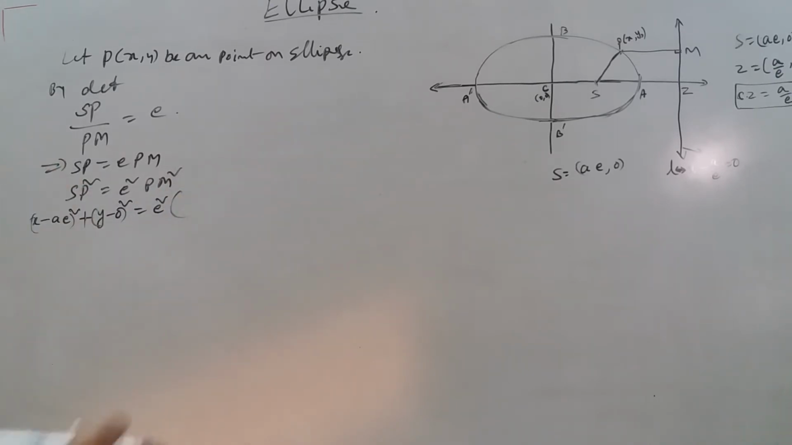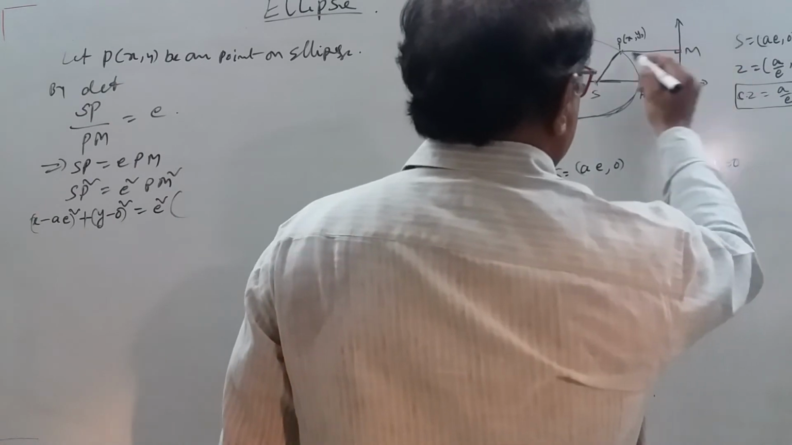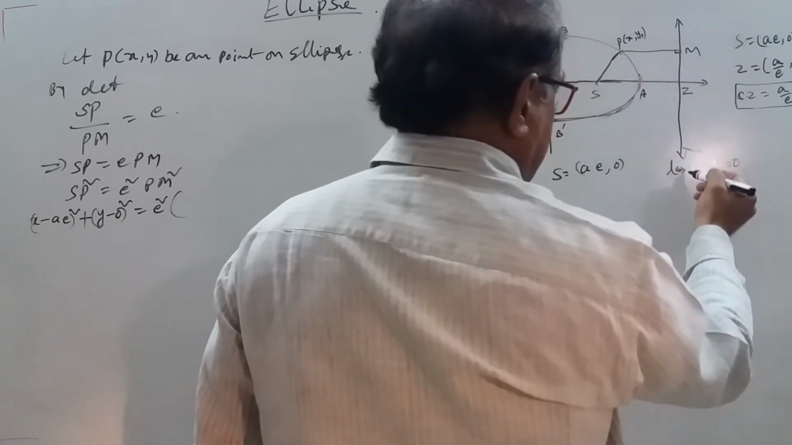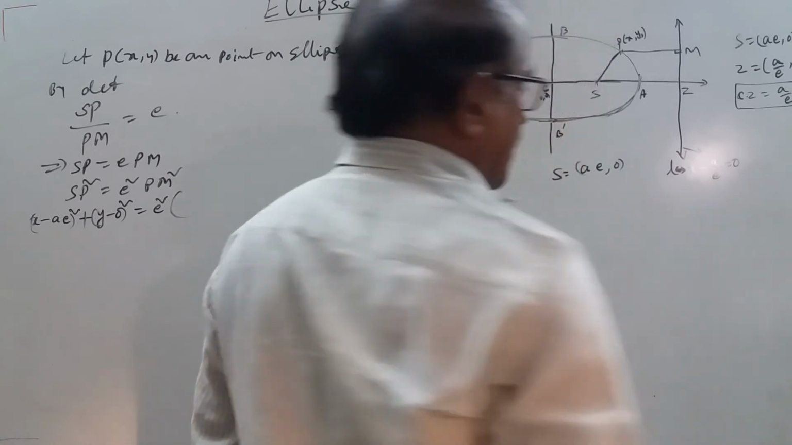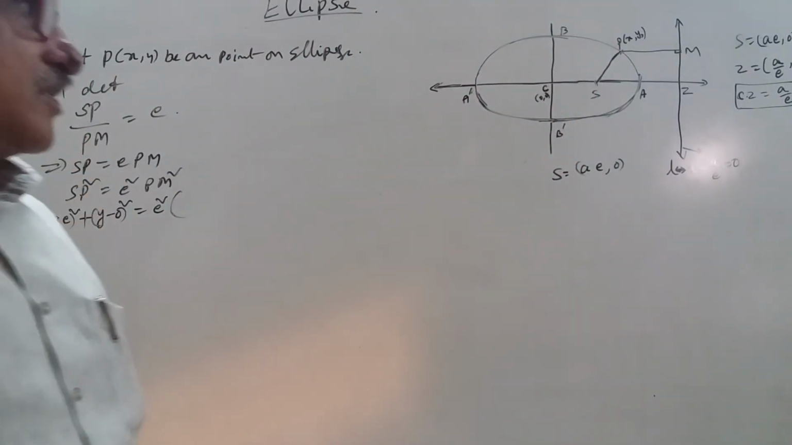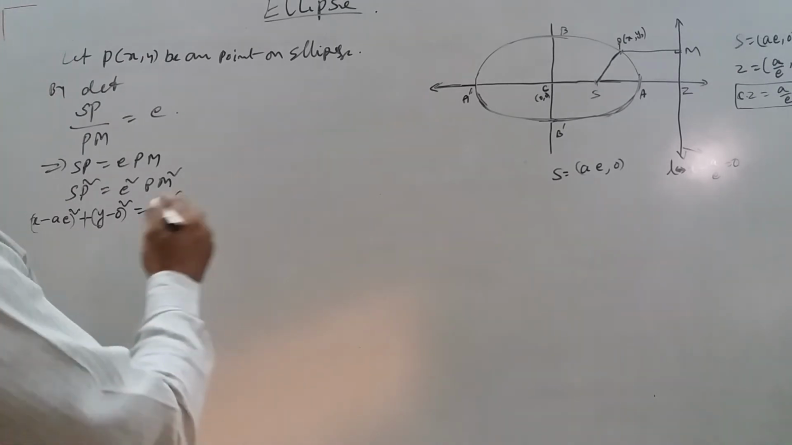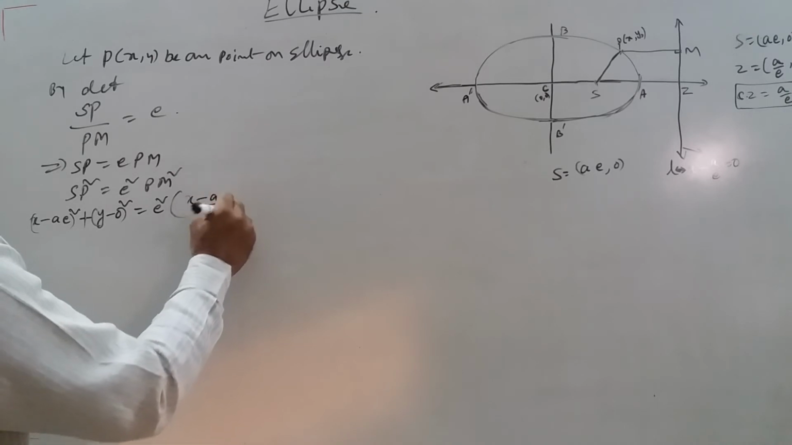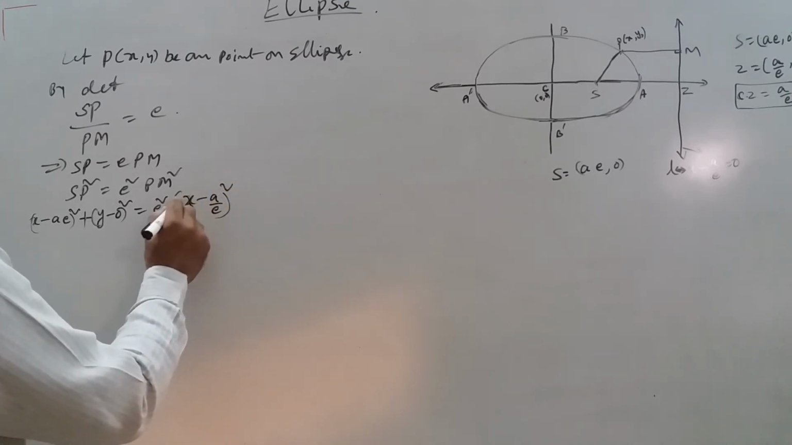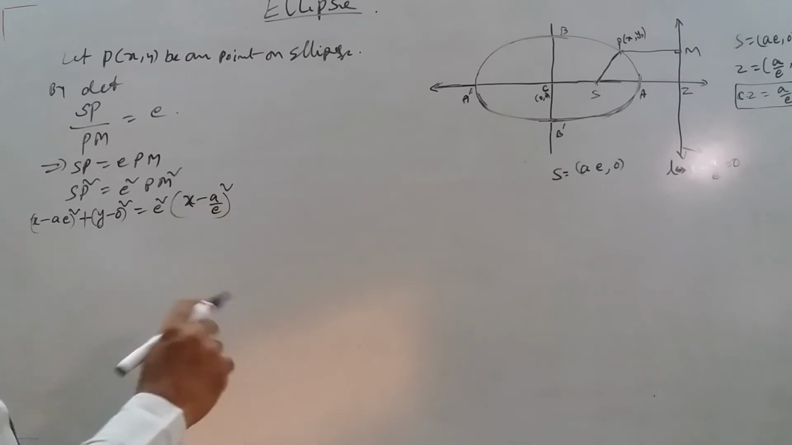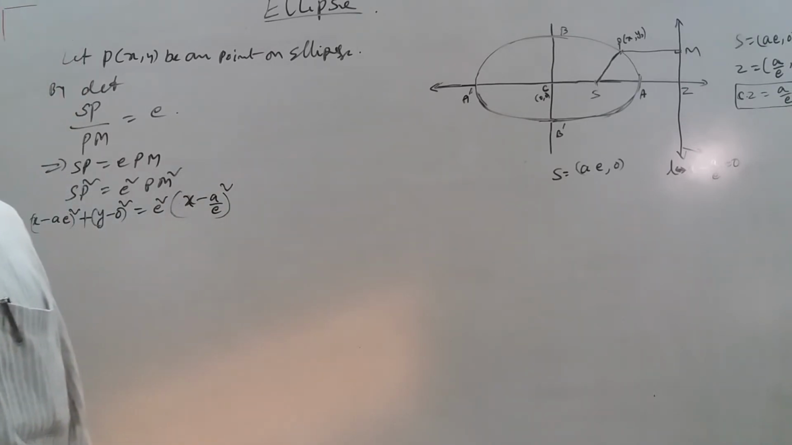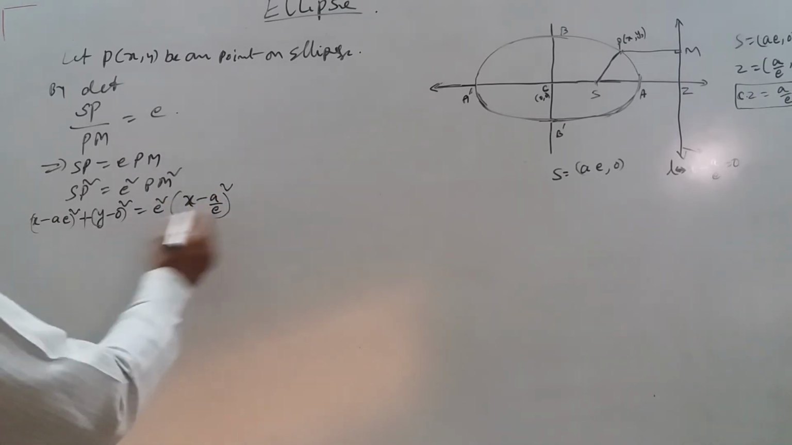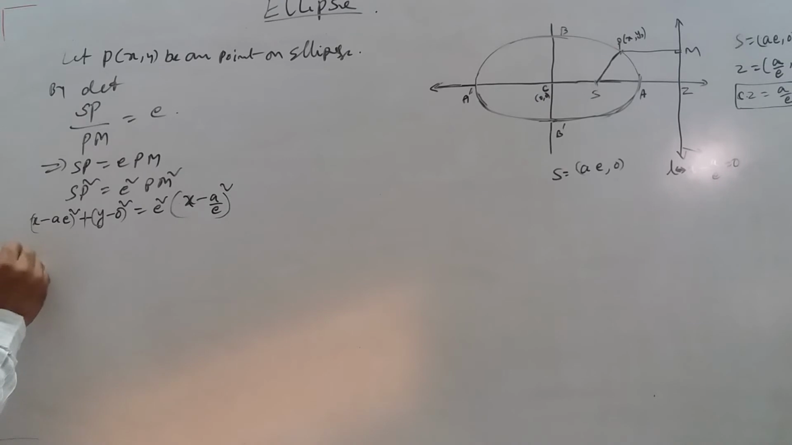What do you mean by PM? That is the perpendicular distance from the point P to the directrix line. By using the perpendicular distance formula, we can write (x minus a by e) whole square. Since the coefficient of x is 1 by root of 1 square and the coefficient of y is 0, root of 1 square is 1, so it simply remains. By simplification, this implies x square plus a square e square.